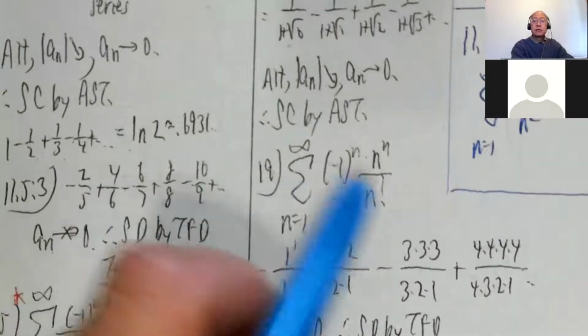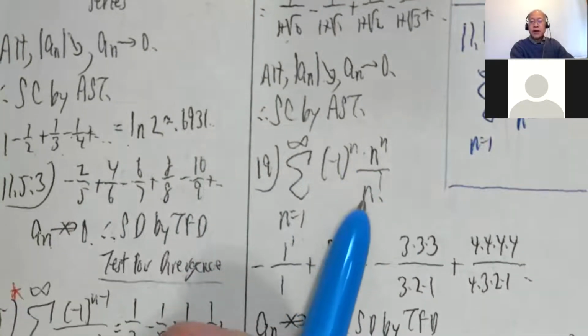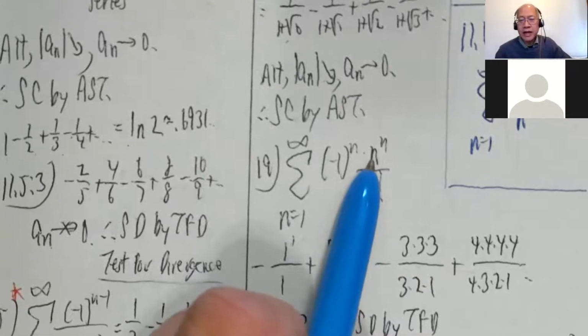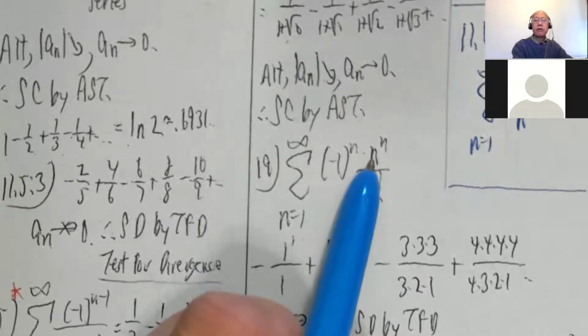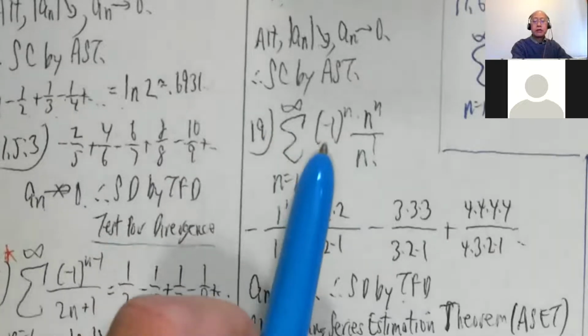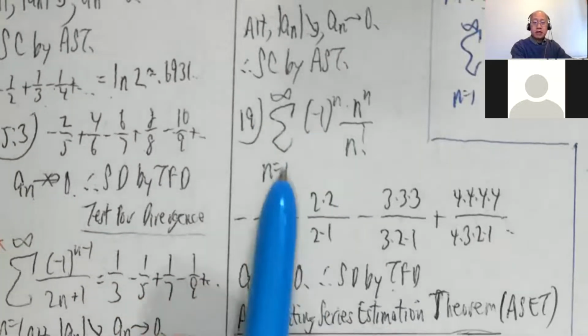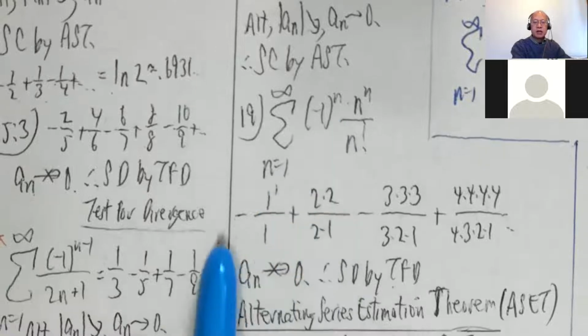Okay, then 19. We've done some factorial stuff. We haven't done too much with n to the n. Let's think a little bit about n to the n. Okay, is it alternating? Sure. Starting with a positive or a negative, we plug in 1, it's negative. So minus, plus, minus, plus.